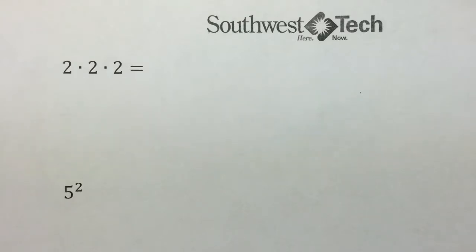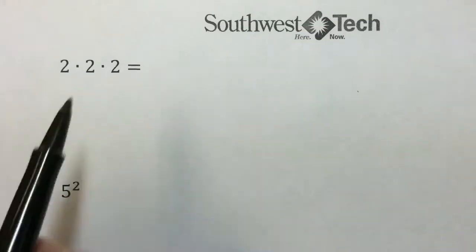Algebraic expressions often contain exponential notation. A product like 2 times 2 times 2, in which the factors are the same, is called a power. Powers are often written in exponential notation.